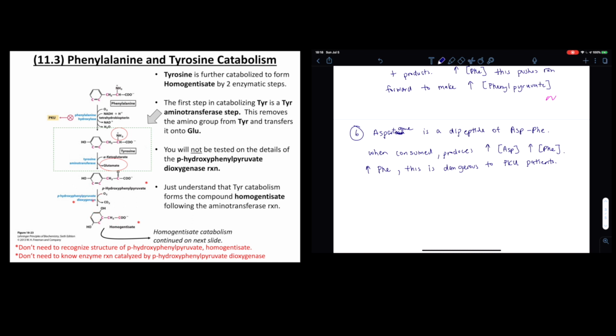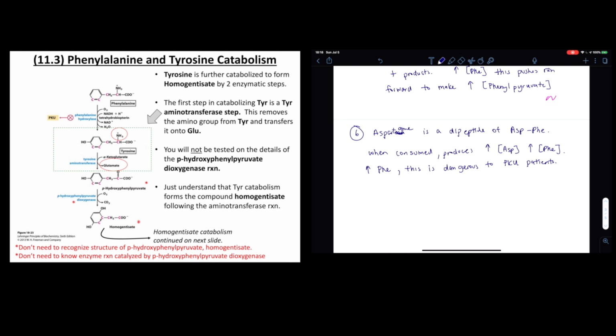I'm not really caring about this. We're caring about the production of this homogentisate because it does have health impacts. So all I want you to know is that tyrosine undergoes an aminotransferase reaction to produce this alpha keto acid, which you don't need to know the name of. The structure you should kind of recognize because it's the alpha keto acid of tyrosine. Then it's going to undergo a dioxygenase reaction to produce homogentisate, and you don't need to know this enzyme.